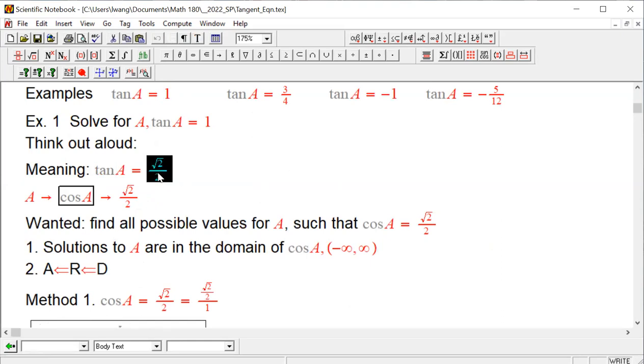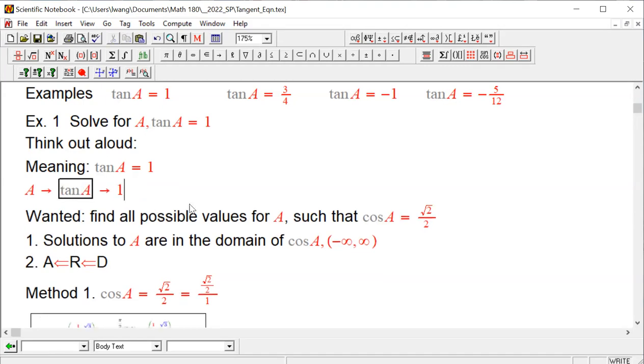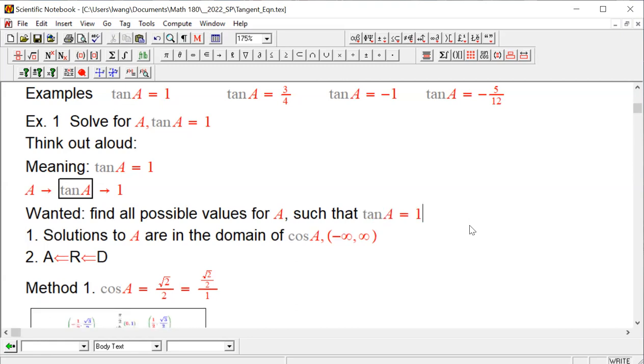So the first method, of course, you're going to think of the definition. Think of the unit circle, right? Many of you are pretty familiar with the unit circle. So what we want is all possible values such that tangent A equals 1. And the solution, of course, is going to be in the domain of tangent.